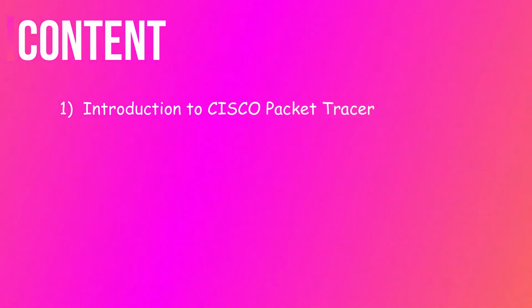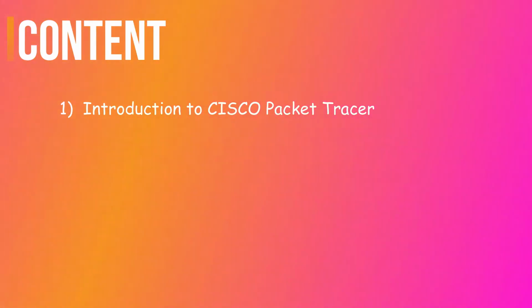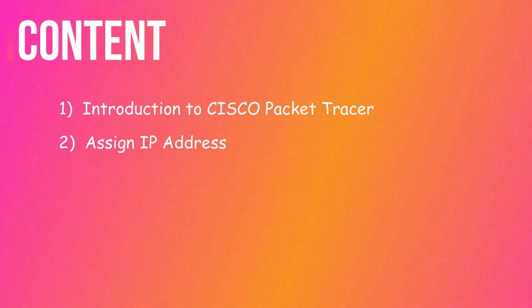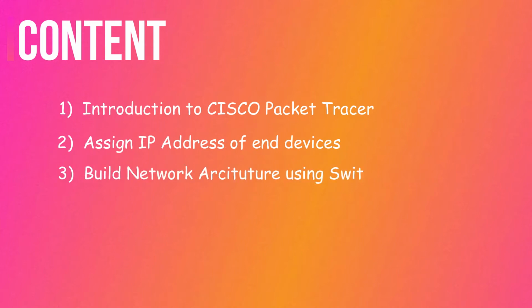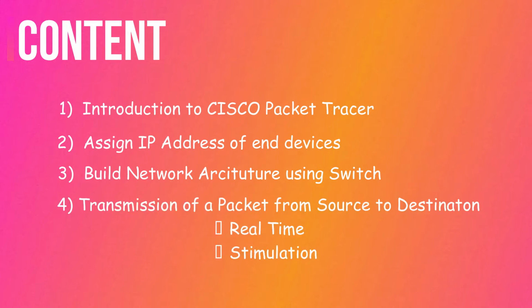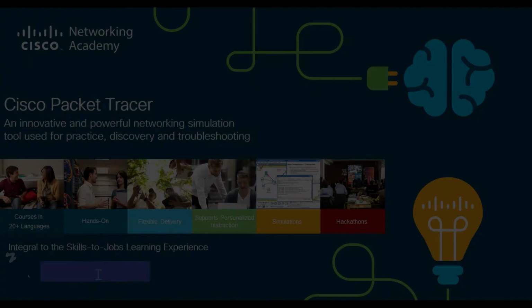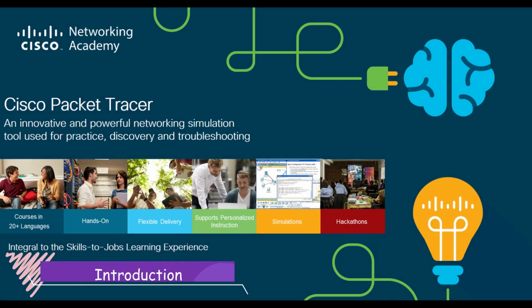I'll first give a brief introduction and explain the basics of Cisco Packet Tracer. Then we'll see how to assign the IP address to different end devices. Then I'll build a network architecture using a switch and several other end devices. And finally we'll see how a packet is delivered from source to destination in real time as well as in simulation time. So here goes the introduction.